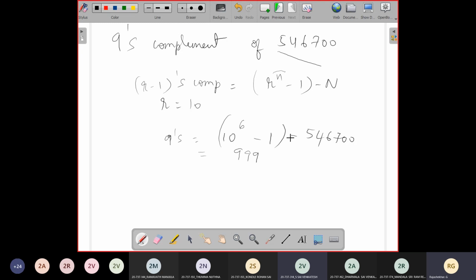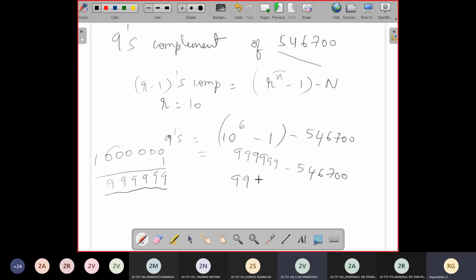1 followed by 6 zeros, that is 10 power 6. You are subtracting 1 from it. So what you do? Take a carry. 10 minus 1 is 9, 9 becomes 9, and the final number will be 9. So how many 9s are there? 6 9s are there. From the 6 9s, you are subtracting this number, 546700.